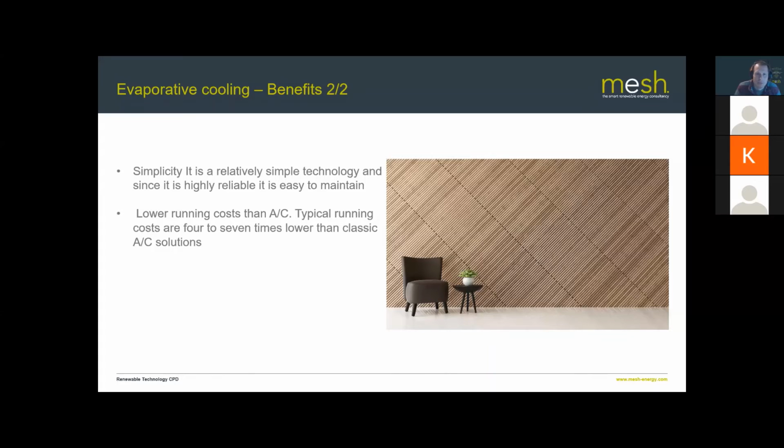The 7 times lower running costs would be typical for a data center, where you have very high cooling demands all year round, and evaporative cooling is being used widely in new build data centers now to drive down the running cost of the data center. Cooling is usually the second highest piece of running cost for a data center after the electricity to power the servers themselves. And obviously there's not much you can do about that. That's kind of the point of a data center.